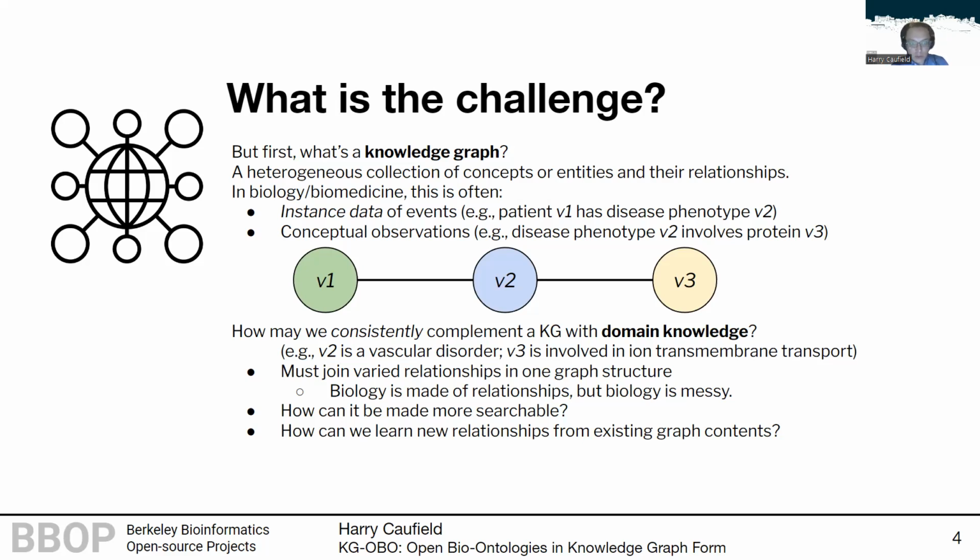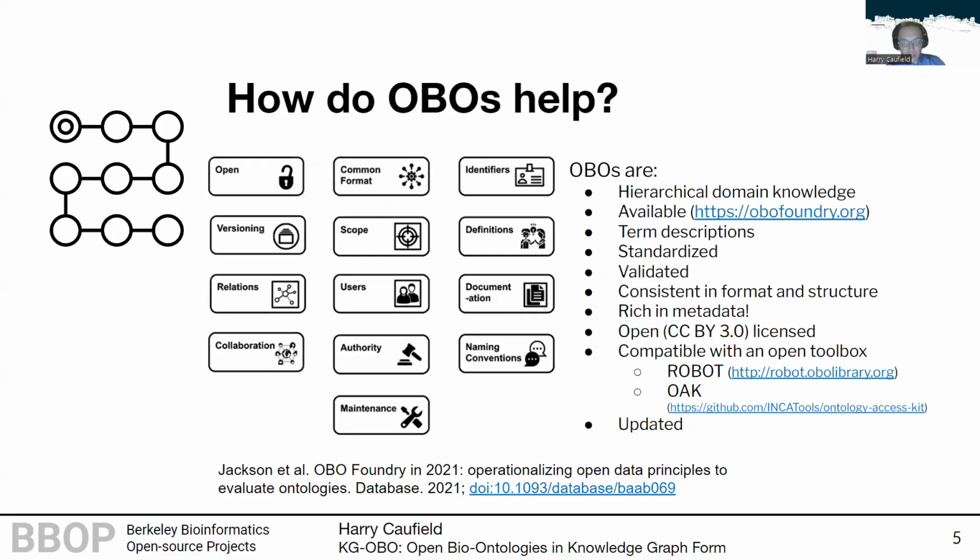First of all, we want to be able to join all of these varied relationships into one single graph structure. So we can essentially draw a pathway from one vertex to another. We know that biology is made of relationships, so intuitively this shouldn't be a massive problem, but biology is pretty messy. And then we want to be able to search that, and we want to be able to learn new relationships from the existing graph content. So that's going into the realm of graph machine learning.